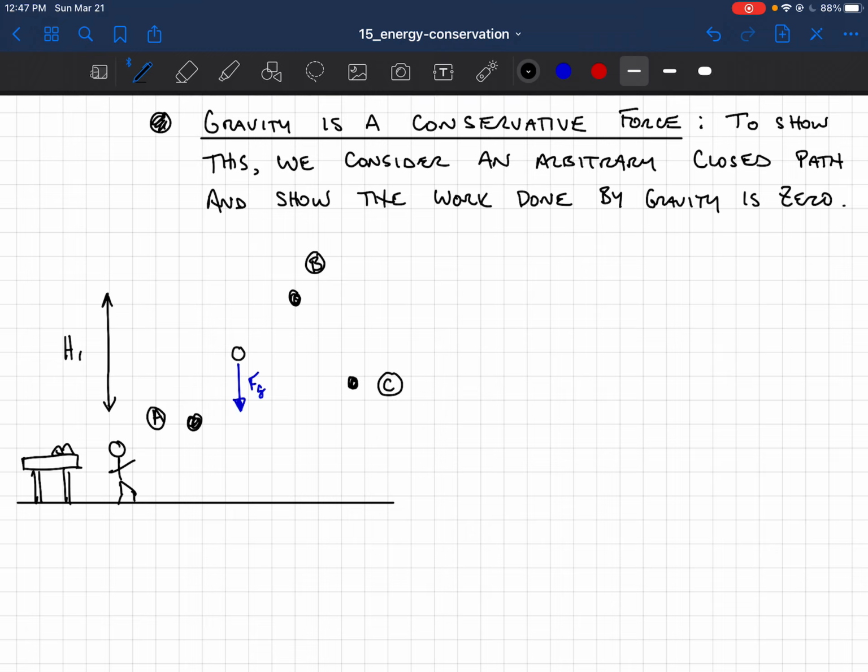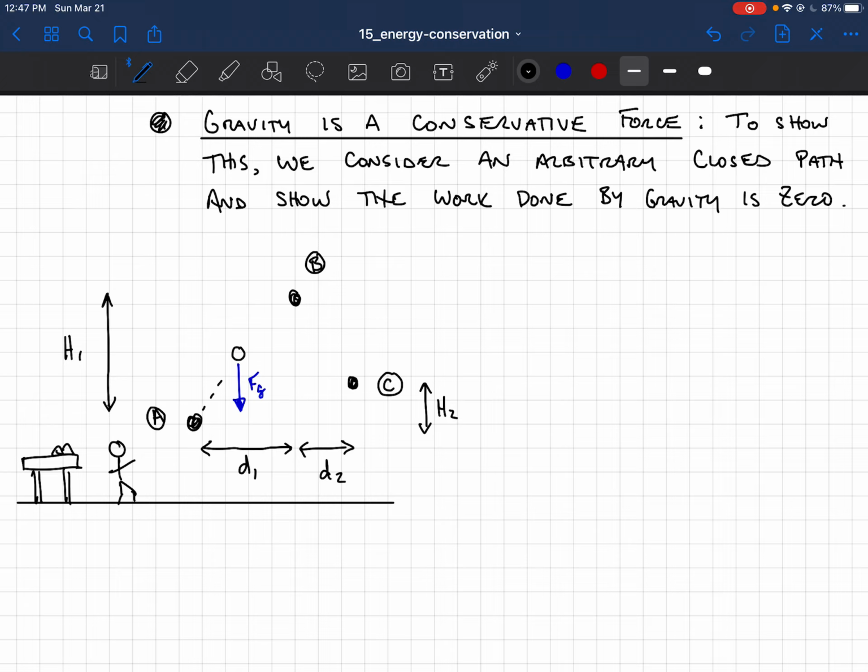And then I guess we need to say that this is H2. And then maybe we'll need these distances here, D1 and D2, just to specify those arbitrary points. But I won't give values to H1, H2, D1, D2, because we want to say that it's true for any closed loop path that we make.